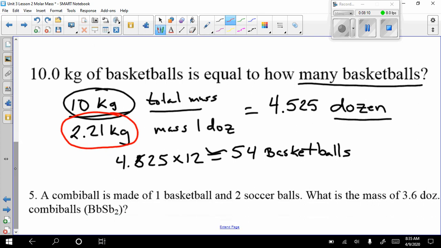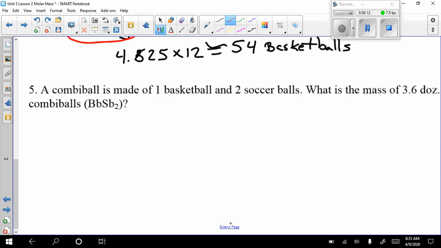I'm going to take this analogy one step further before we go back to chemistry. And I'm going to make this make-believe thing up, and we call it a combi ball. And a combi ball is made up of 1 basketball and 2 soccer balls. Okay, so it's this funny looking ball that has 1 basketball and 2 soccer balls attached to it. I don't know what it would look like, maybe something like this. Okay, it's this weird looking ball. But it says, what is the mass of 3.6 dozen of these things?